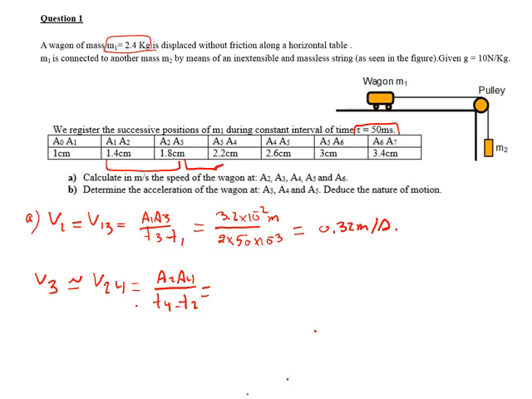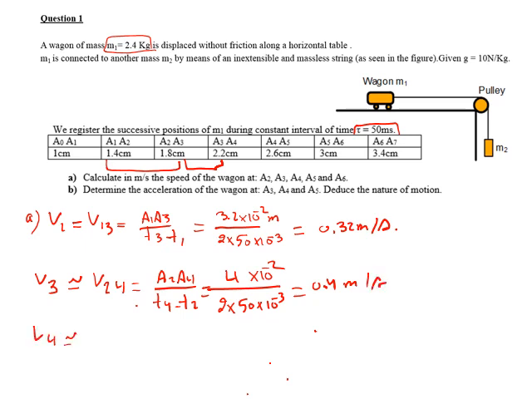A2A4, so 1.8 plus 2.2, it is 4 centimeter, converted into meter, times 10 power minus 2, over T4 minus T2, which is 2 tau. 2 times 50 times 10 power minus 3 equals 0.4 meter per second.